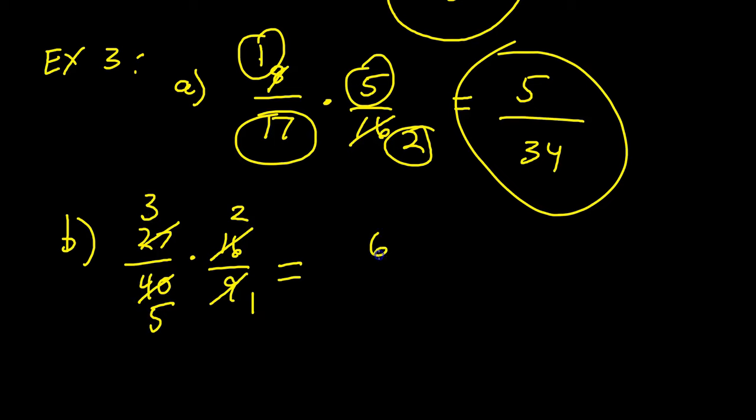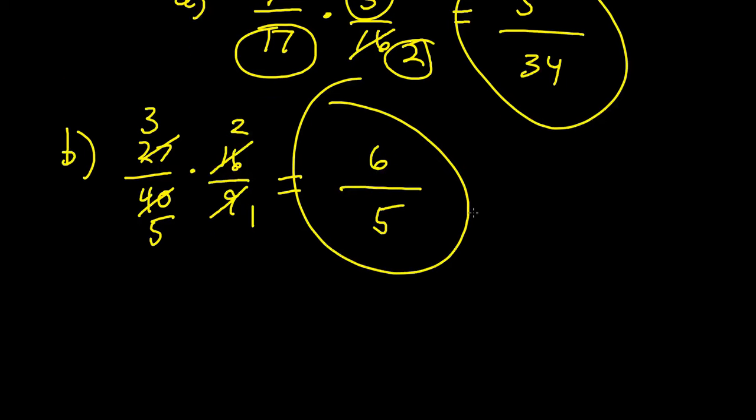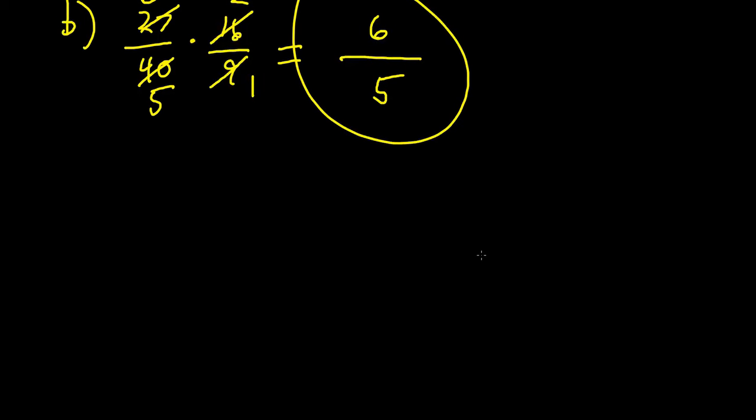Upstairs, 3 times 2 is 6. Downstairs, 5 times 1 is 5. 6/5 final answer. All right, that was example 3B in our text. Let's do one from the homework list. I want to do number 53.